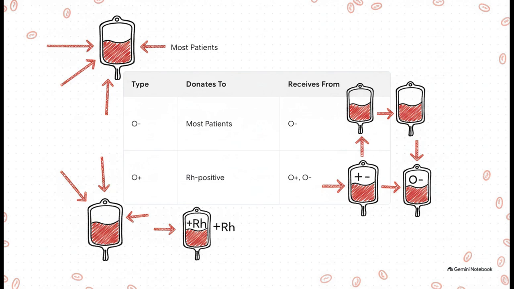Now, contrasting that universal donation ability of O negative, we have O positive. This one is actually one of the most common blood types out there, and it's frequently used for Rh-positive patients. But here's the twist. Even though they are super common donors, people with O-positive blood can generally only receive red cells from O-positive or O-negative donors. It's a bit of a one-way street.